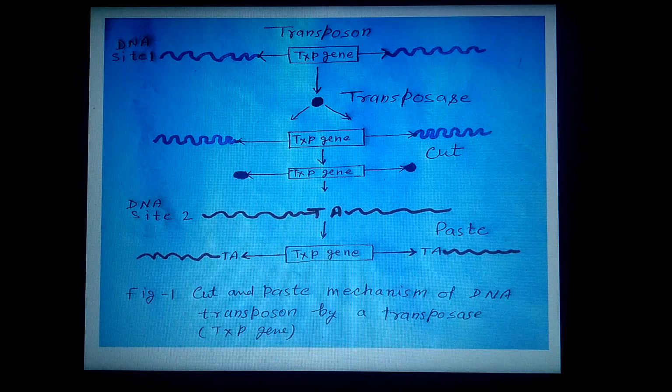So this is the diagrammatic representation of a transposon, how DNA site 1 and DNA site 2 interact, and with the help of the transposase gene it is incorporated into the other DNA molecule. This figure represents the cut and paste mechanism of a DNA transposon by a transposase.